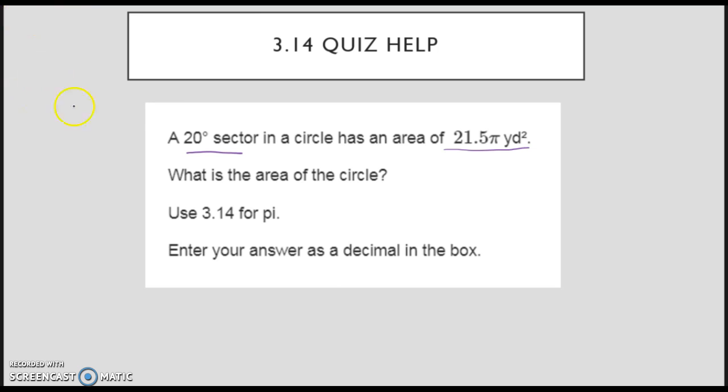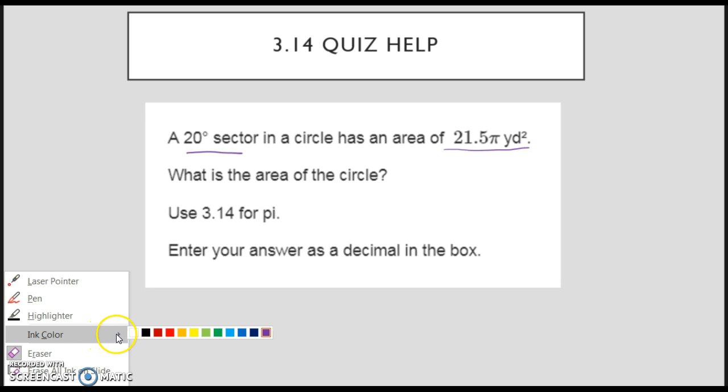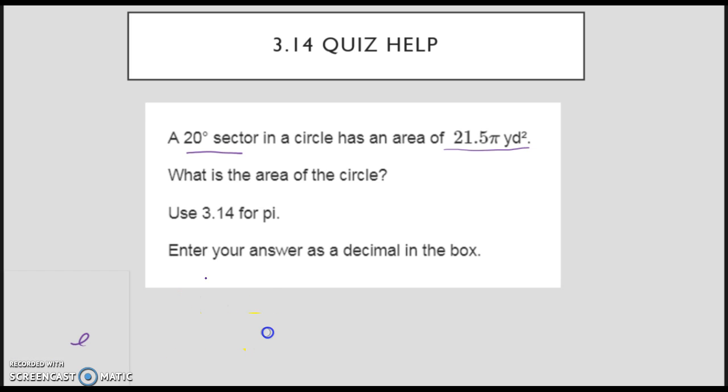So we could just set up a nice little proportion here, which will be nothing new compared to what you've done in the past. Because 20 degrees out of 360, and think about why I might be writing it out of 360. 20 degrees is the measure of the angle that's opening up to that sector, and 360 is the entire circle. So this is just telling us what portion of the circle is taken up by this sector.